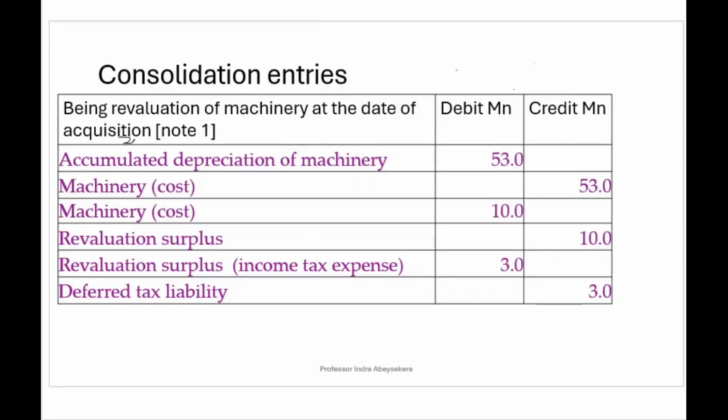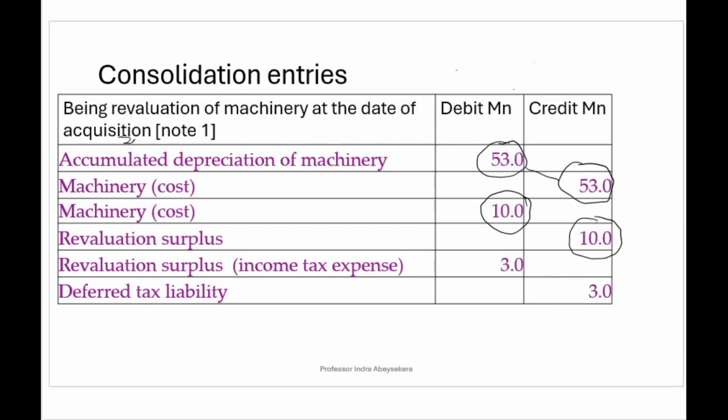Our first consolidation entry is to revalue the machinery. But before we revalue, the machinery has to be stated at the carrying value. Therefore, at the date of acquisition, accumulated depreciation is debited, and we credit that to the machinery account, so that the machinery is now stated at the carrying value. Then we revalue the machinery by $10 million by debiting machinery, and we credit revaluation surplus because it's an unrealized gain.